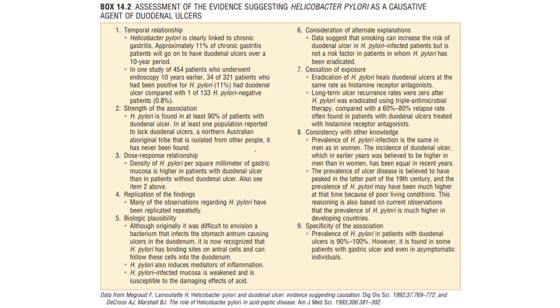Now, as to this one, we'll be placing this in your handout and we'll leave this for you to read. Try to relate the different guidelines that we have discussed. This is actually the assessment of the evidence suggesting Helicobacter pylori as a causative agent of duodenal ulcers. Each of the guidelines we have discussed is summarized in this box. So again, I will not go through them one by one. You can read it and synthesize what you have learned from my discussion, and try to relate it to this one.